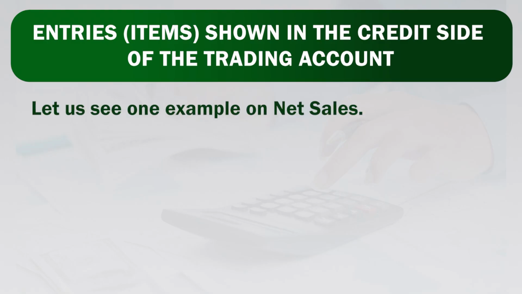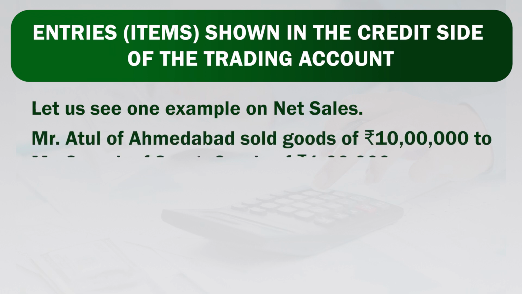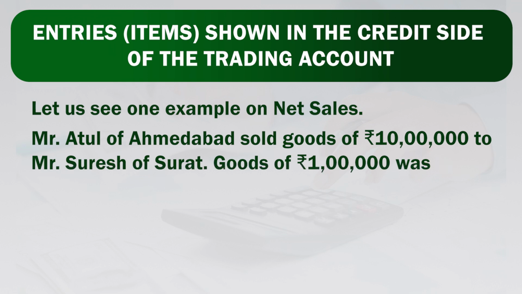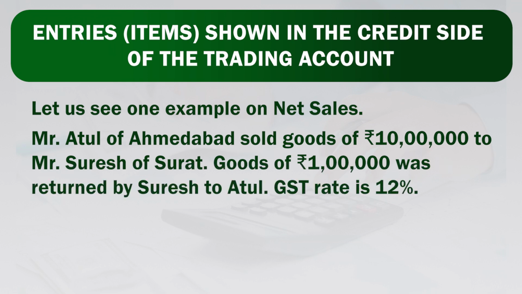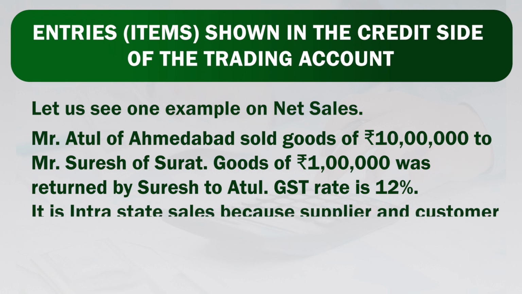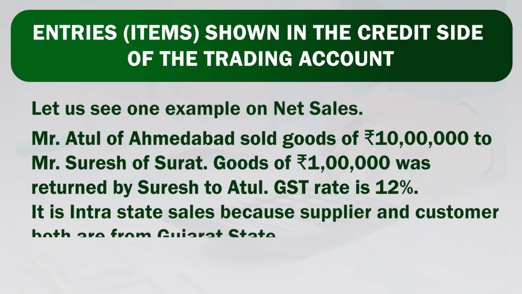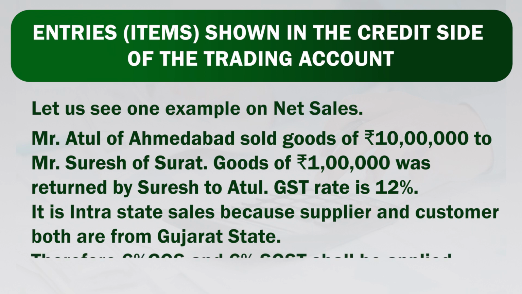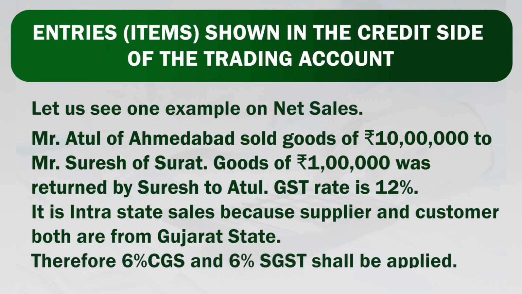Let us see one example on net sales. Mr. Atul of Ahmedabad sold goods of rupees 10 lakh to Mr. Suresh of Surat. Goods of rupees 1 lakh were returned by Suresh to Atul. GST rate is 12%. Friends, see here it is an intrastate sale because supplier and customer both are from Gujarat state. Therefore, GST is 12%, from that 50% will be allocated to CGST, that is 6%, and the remaining 6% will be allocated to SGST for the purpose of accounting treatment.